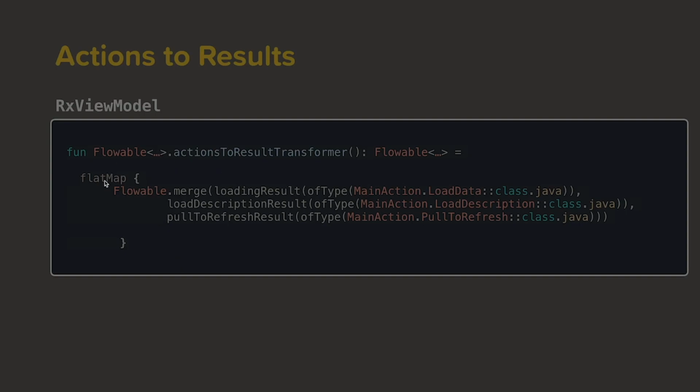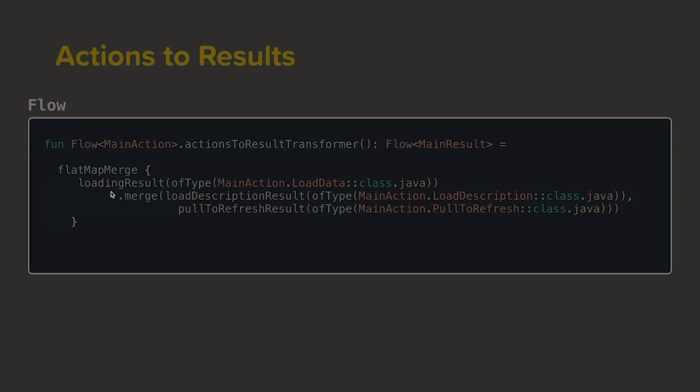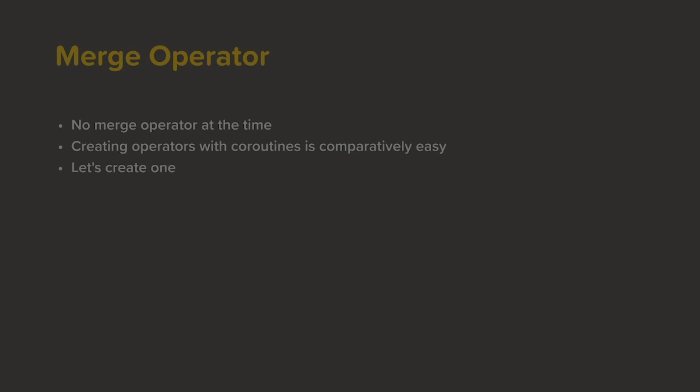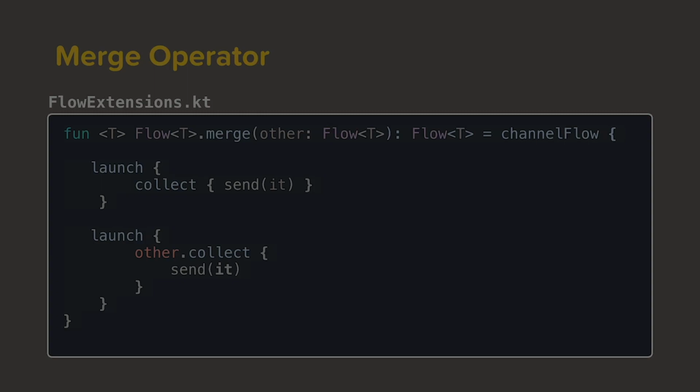So over here, the important part is this merge operator, because the rest of the things are more or less the same. So this merge operator, let's try to have a look at this. When I was writing this for the first time, there was no merge operator at the time. Creating operators with coroutines is comparatively easy, so I decided to create one also for learning purposes. So let's try to create one.